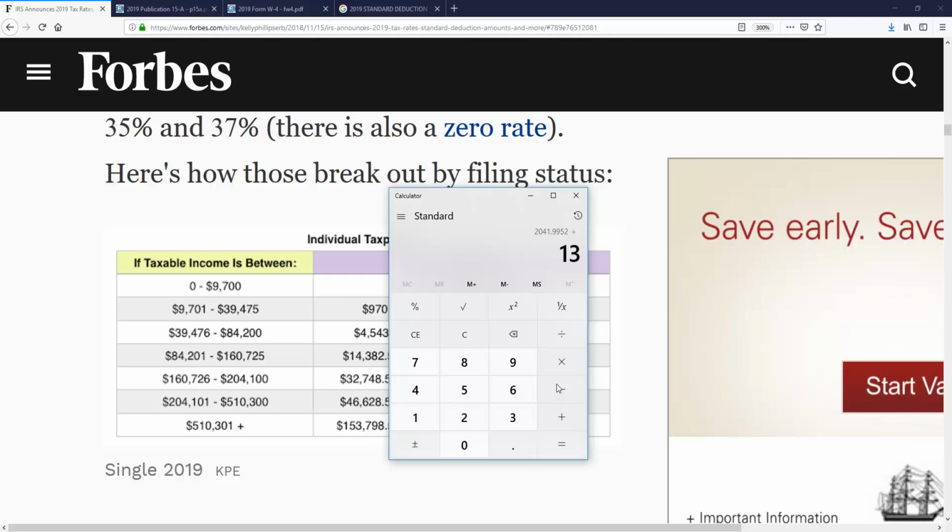We're going to divide that by the number of pay periods remaining. We're going to assume this is July 1st, so there's roughly 13 pay periods remaining. That's going to give us $157.07. And again, that's what's going to go on your W-4.